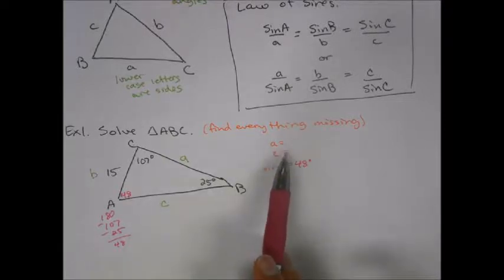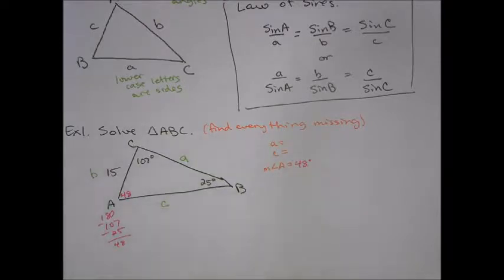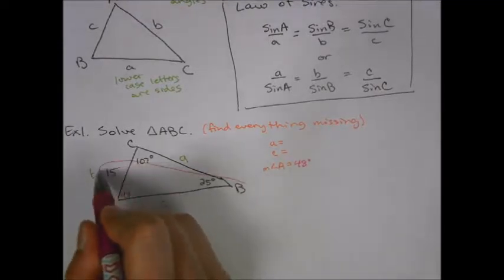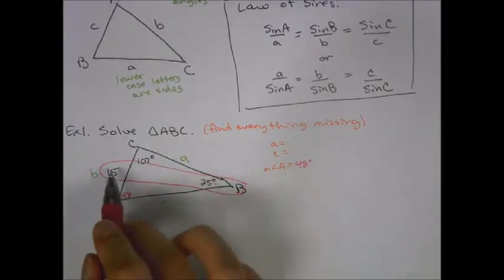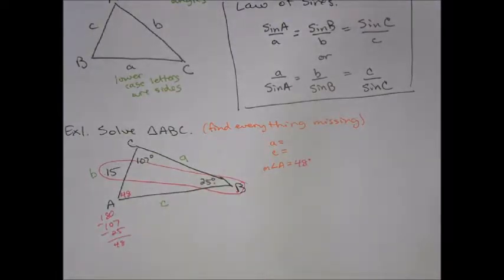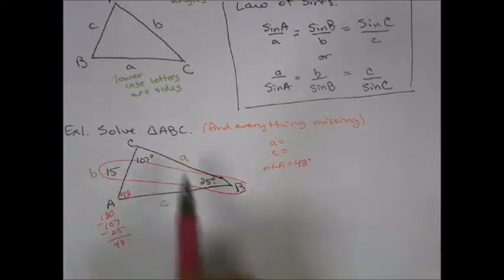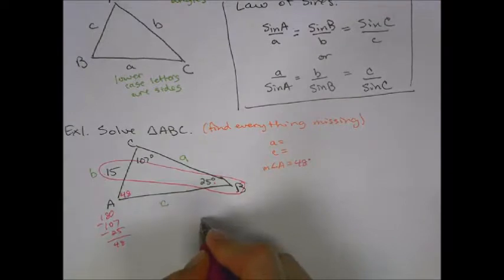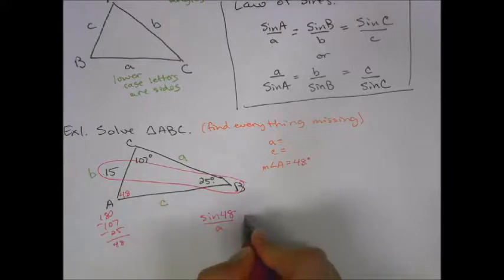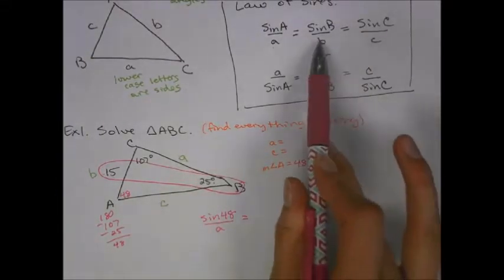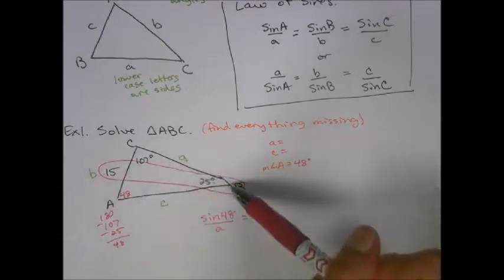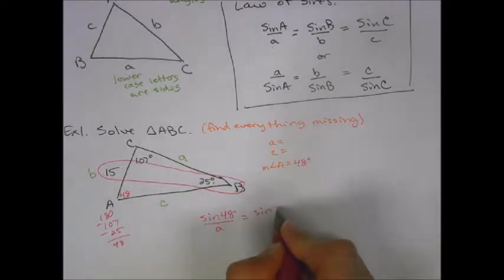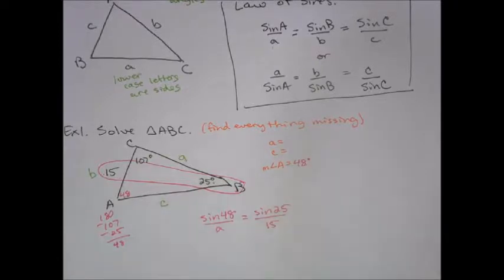So we still need sides a and c. Our first question is, do I have one of those pairs? And I notice, yes, I have angle B is 25 degrees and side b is 15. So I'm going to start by finding a. Follow this. Sine A, do I have angle A? Yes. So sine 48 over side a, which is missing, equals. Now I have to decide if I want to use B or C. Well, I have a pair for B, so I need to use B. Sine 25 over 15.